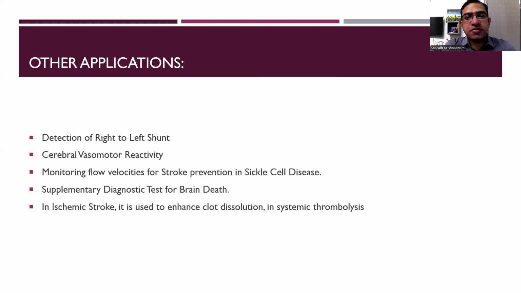The other applications of transcranial Doppler are to detect the right to left shunt, to identify cerebrovascular reactivity, and to measure the flow velocities for stroke prevention in sickle cell disease. It is used as a supplementary diagnostic test for brain death. And in ischemic stroke, it is used to enhance clot dissolution and systemic thrombolysis.